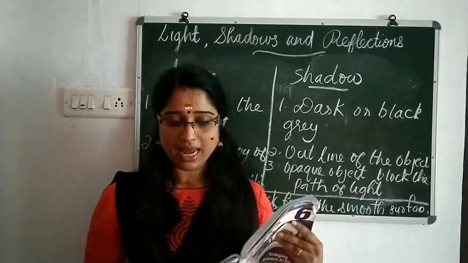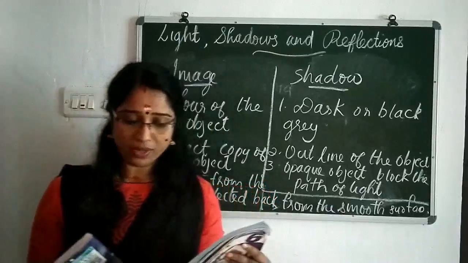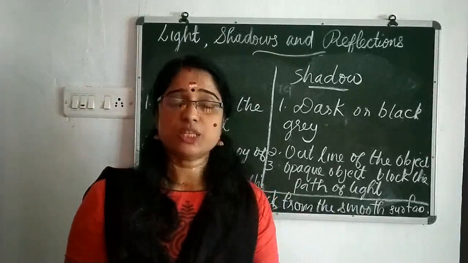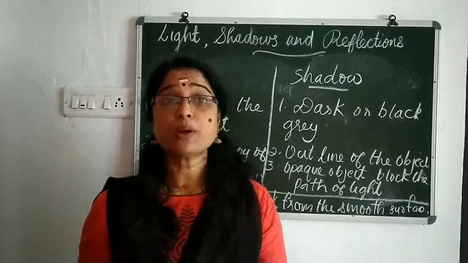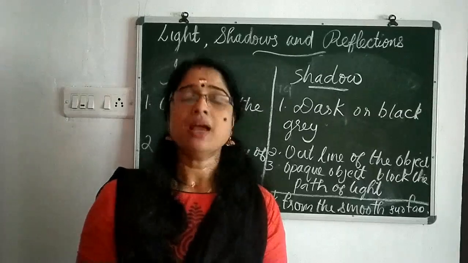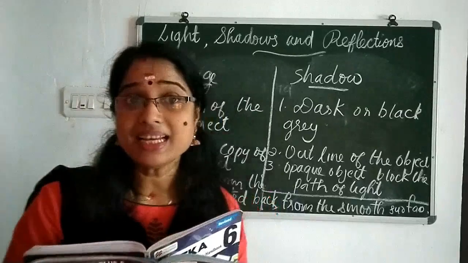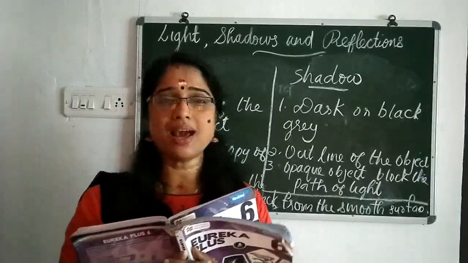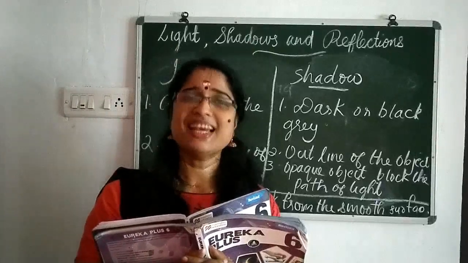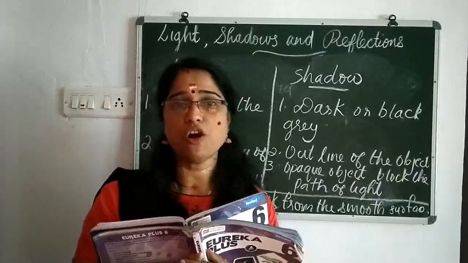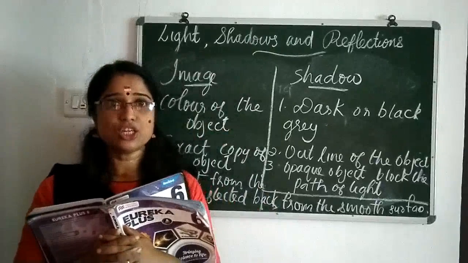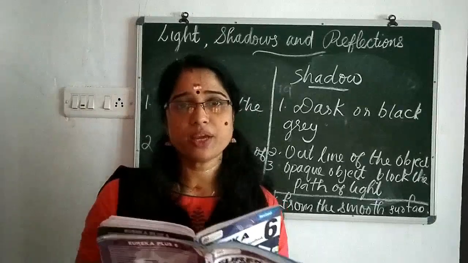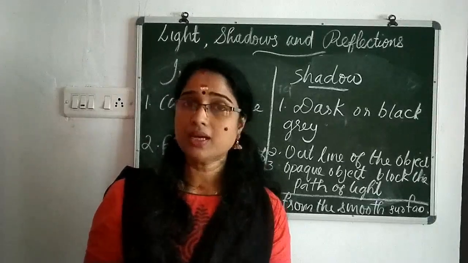Then next question, explain rectilinear propagation of light with an experiment. That experiment we already discussed. What is rectilinear propagation of light? Yes, tell me. The ability of the light to travel in a straight line, that property of the light is known as rectilinear propagation of light. Example we had already discussed.